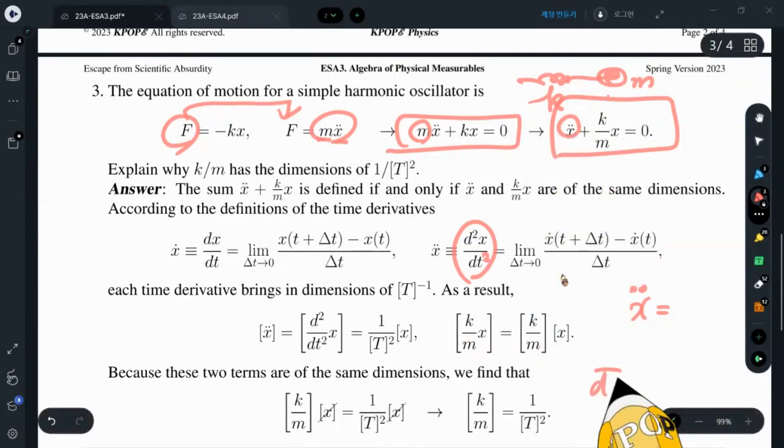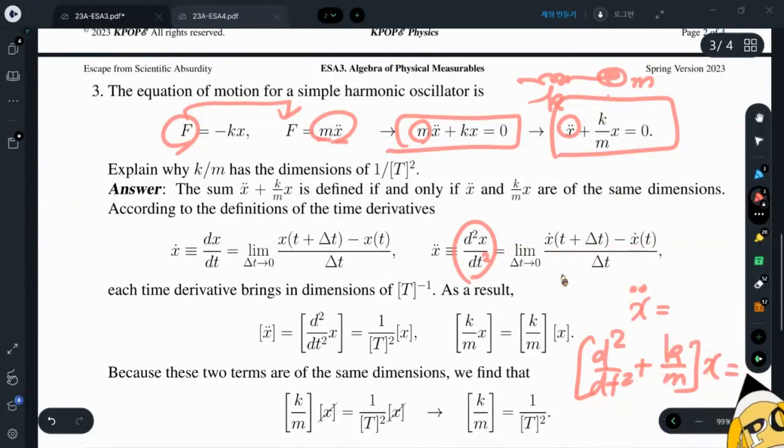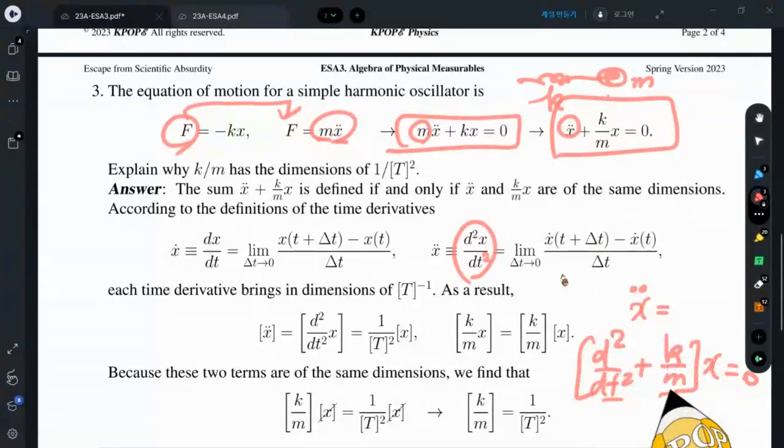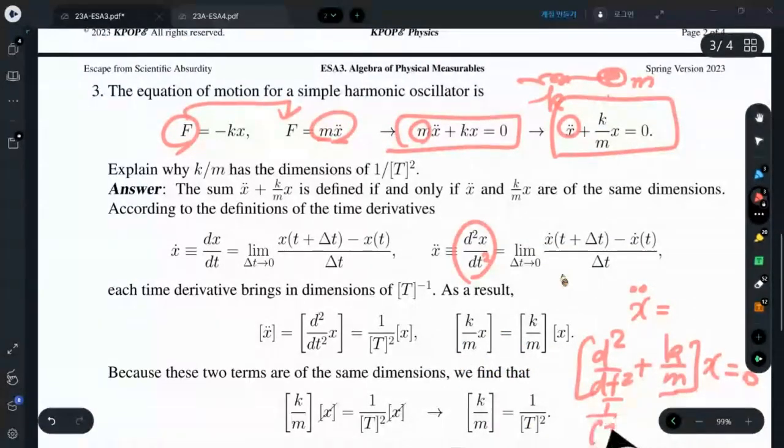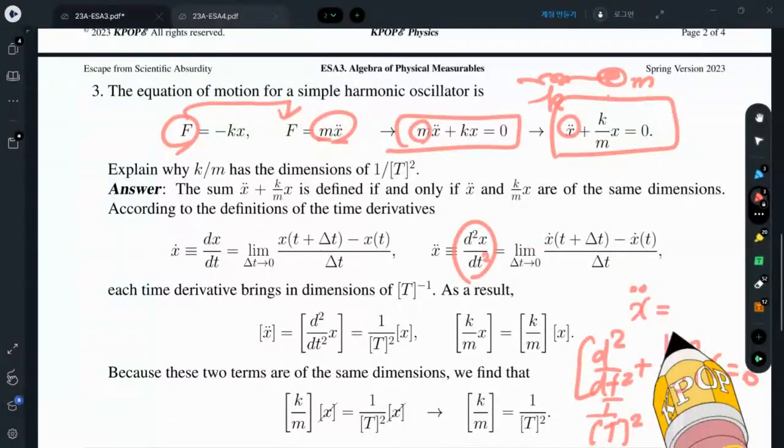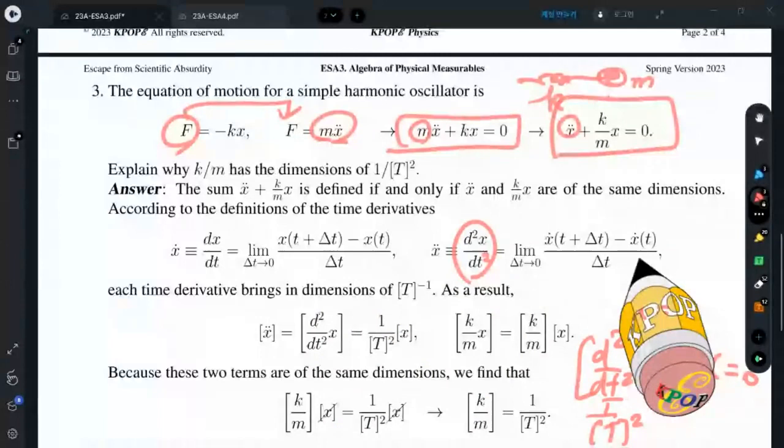Then you can rewrite this as a double time derivative operator plus k over m applied to displacement. So these two are being added. That means these two are of the same dimensions. As you know, second order derivative has the dimension of 1 over time squared. That's the reason why this must have the same dimensions. This is explained in detail in this equation.